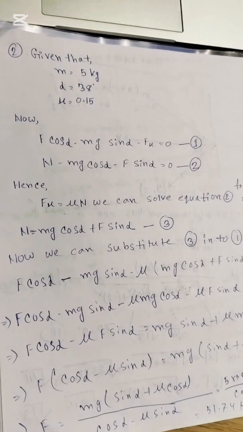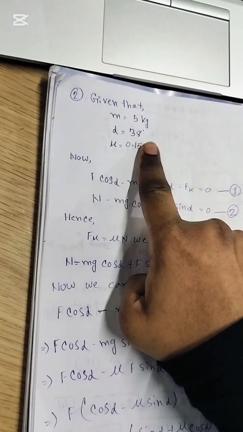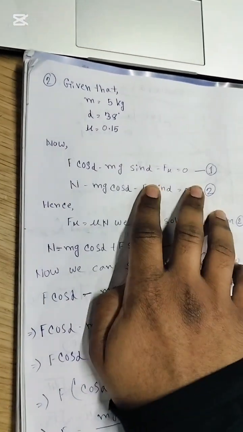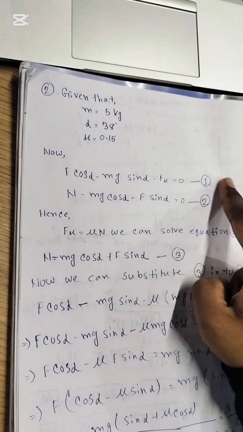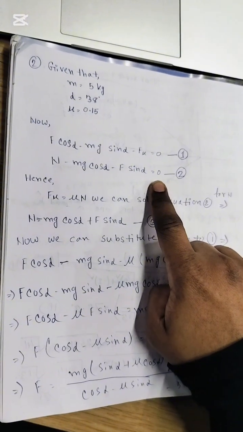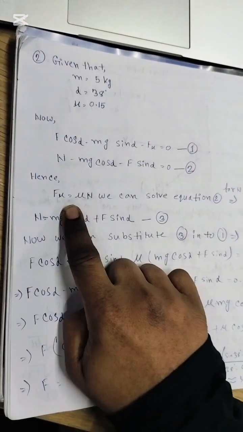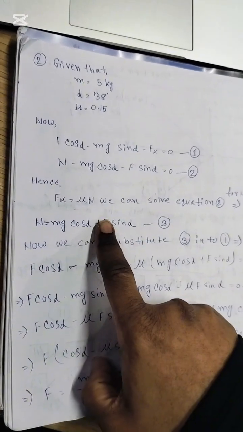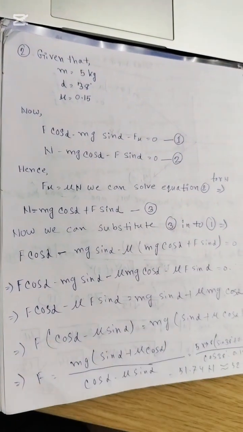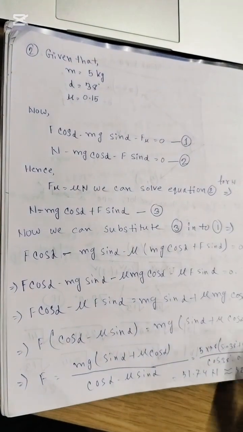In order to find the force, they have given some data: m is equal to 5 kg, the angle alpha is 38 degrees, and mu is 0.15, and the equations are given below. We write equation 1 and equation 2, and first we will work with this equation, because we will discuss in the next step why we have taken it. So f mu is equal to mu n, so we can solve this equation for n. If we substitute from equation 2, then n is equal to mg cos alpha plus f sin alpha.